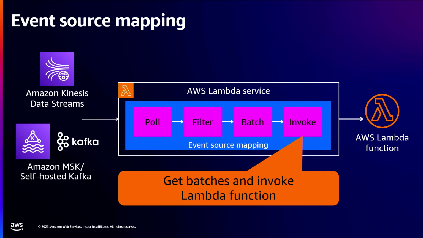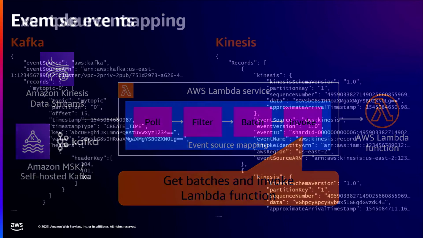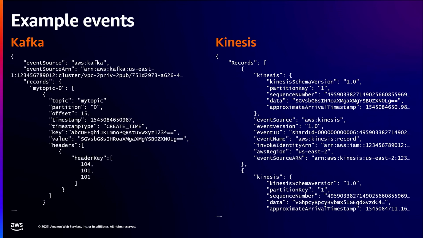So once the event source mapping has decided on the batch size and sent it, it's then going to send the records to your Lambda function synchronously, and then the response is going to be sent back to Kafka or Kinesis. And I'm going to cover what success and failure look like shortly. So here are just 2 examples of what a batch looks like for both, and this is what the Lambda function can then parse, analyze and process your records.